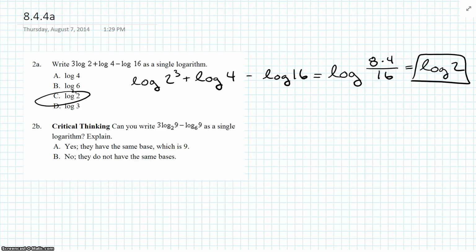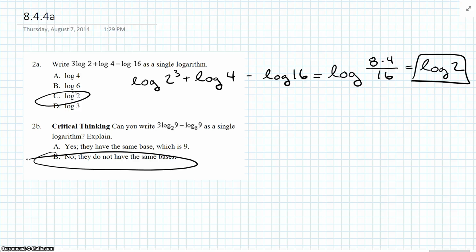Can you write 3 log base 2 of 9 minus log base 6 of 9 as a single logarithm? No, they do not have the same bases.